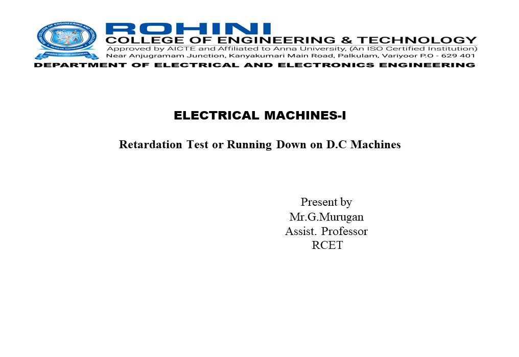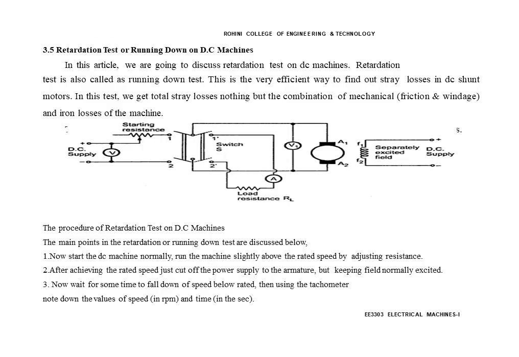Today we are going to see about the retardation or running down test and the Swinburne test of a DC machine. This is a circuit diagram for the retardation or running down test on a DC machine. So we are going to discuss the retardation test on a DC machine.